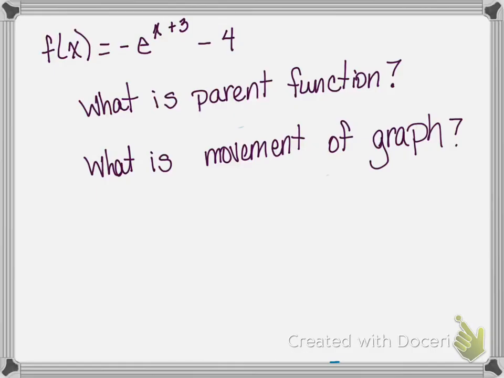E is just a base. So what you've got is negative e to the x plus 3 minus 4. I want you to take about 1 minute, long enough for me to go refill my water bottle, to answer these two questions. What is the parent function? What is the movement of the graph? It's okay to use Doceri.